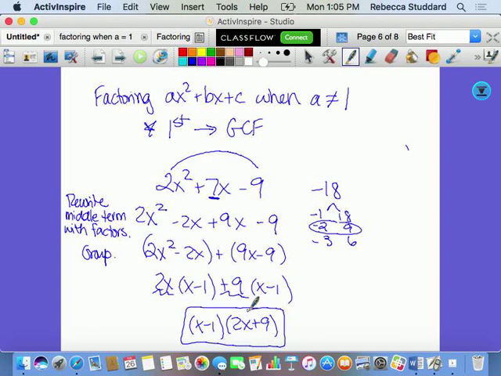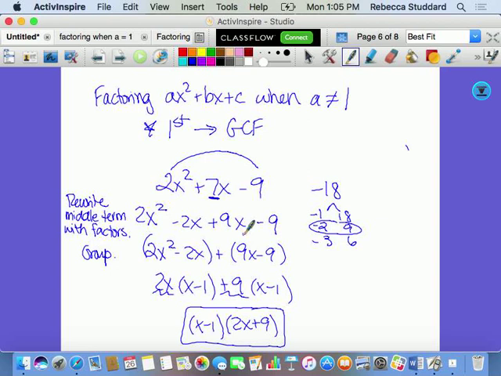How could I check my work to make sure that I got it right? I could FOIL. Distribute it back out, first, outer, inner, last, and see if I get the same thing that I started with. So, first step, you're going to multiply first times last. Then you're going to find the factors of that product that have a sum of the middle. You're going to rewrite the middle using those factors and then group.